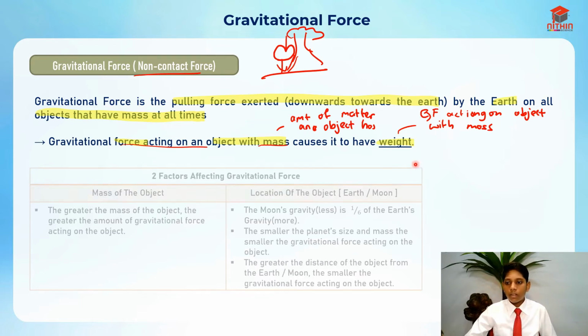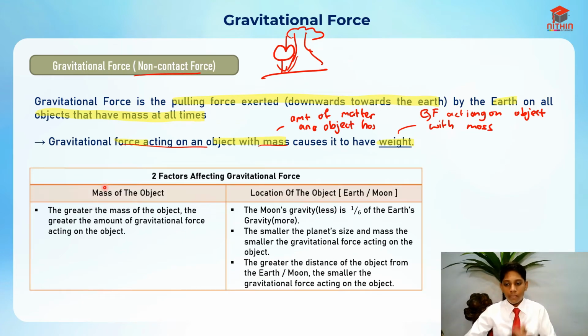Okay, next. So we need to know the two factors affecting gravitational force. So one being mass of the object. So let's take a look at it. So basically, the greater the mass of the object, the greater the amount of gravitational force acting on it. Okay, so if you have a greater mass, you have a greater gravitational force acting on you. Greater mass, greater amount of gravitational force acting on the object. Okay, so basically let's have an example over here. So if we have person 1, okay, and we have a person 2 over here, so this is his child.